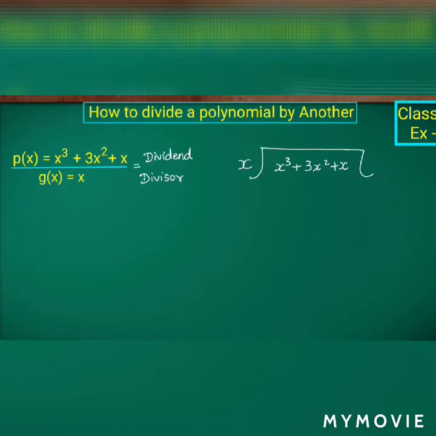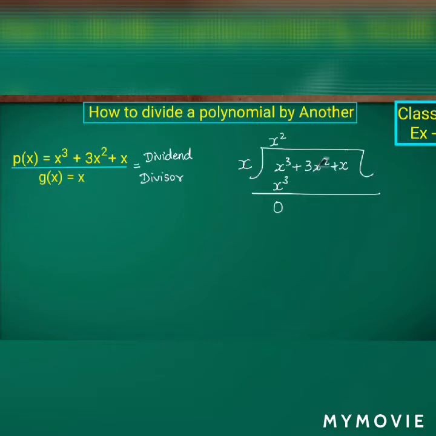So if you observe here, x is the divisor and x cube plus 3x square plus x is the dividend. To get x cube, what do I have to multiply with x? Obviously it is x square. So x square into x becomes x cube. The only thing is we have to cancel the terms here, so that we can find the factors for the given expression. So x square into x is x cube. We have to subtract the terms here, so we will get 0.